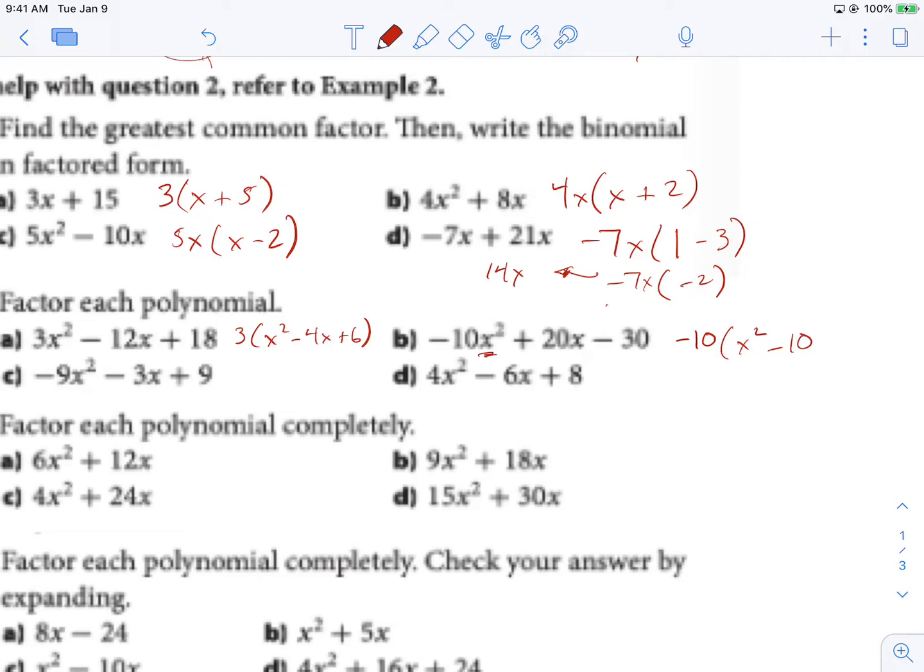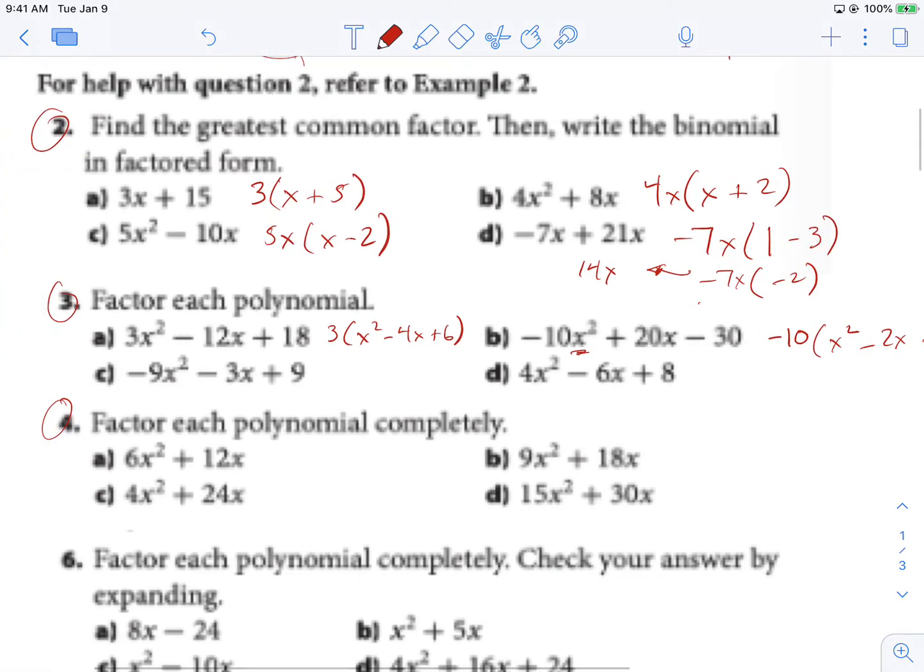So it's going to be minus 10x. And then we have positive, back it up. That's going to be minus 2x, and this is going to be positive 3. It makes a lot more sense now.